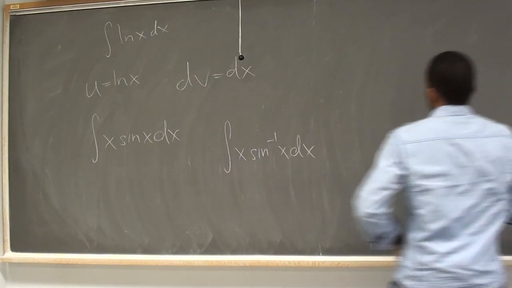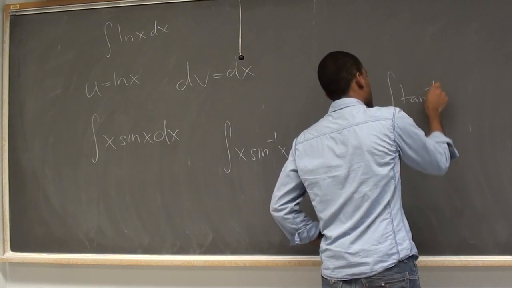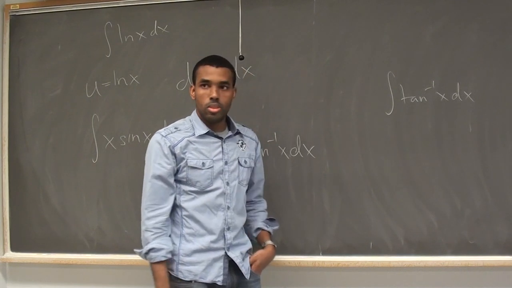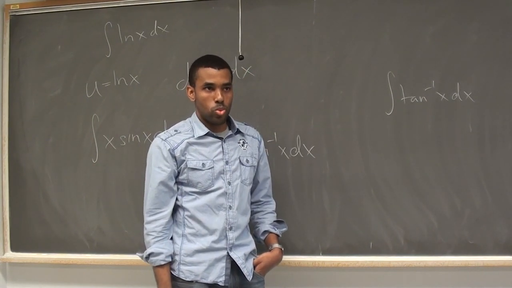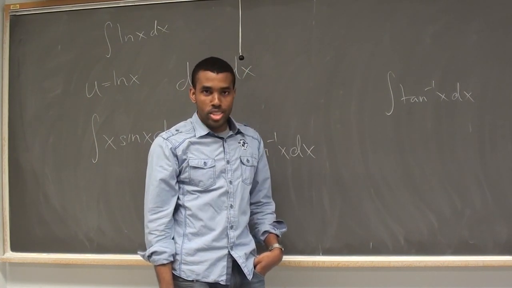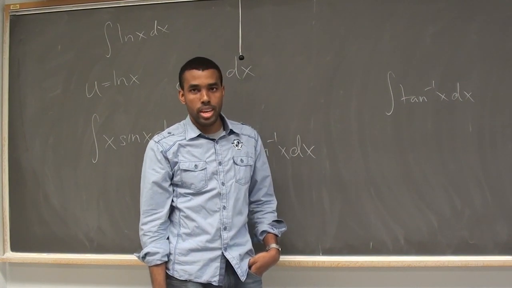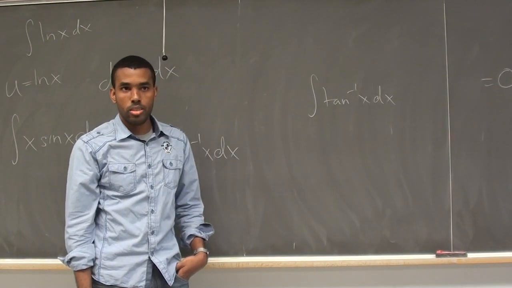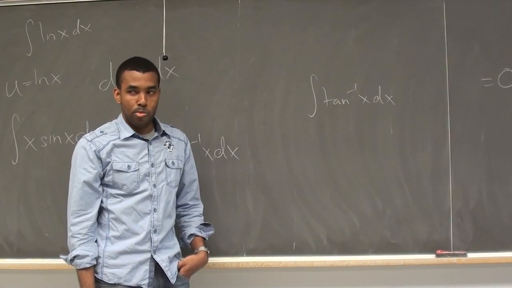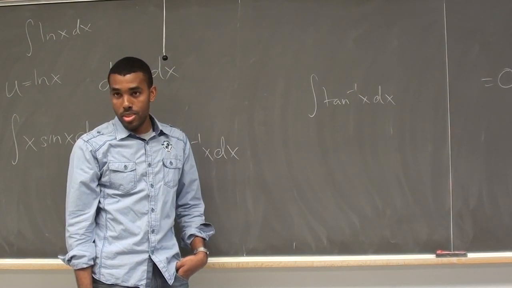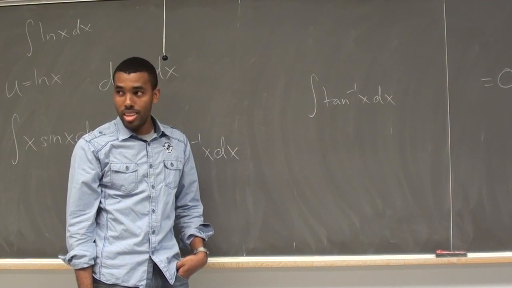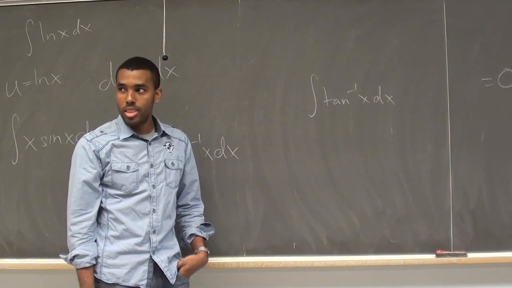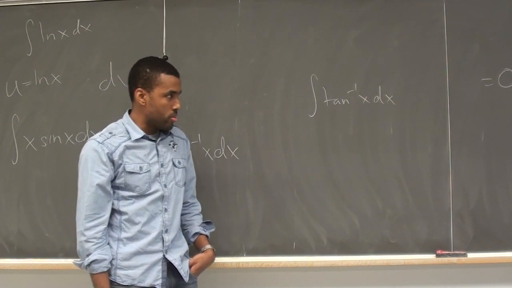How do you integrate tangent inverse? The derivative of tangent inverse is 1 over 1 plus x squared. The integral of 1 over 1 plus x squared equals tan inverse. It's not secant squared, that's the derivative of tangent. Use integration by parts. What are the parts? Arctan would be u, dv would be dx.